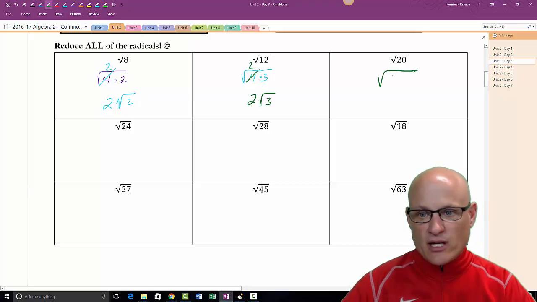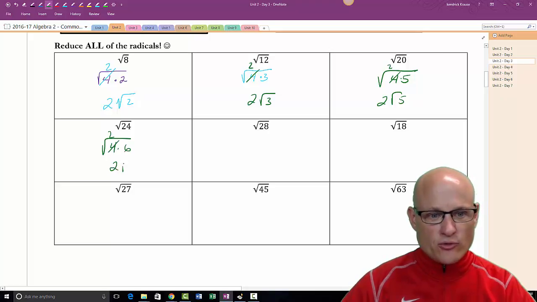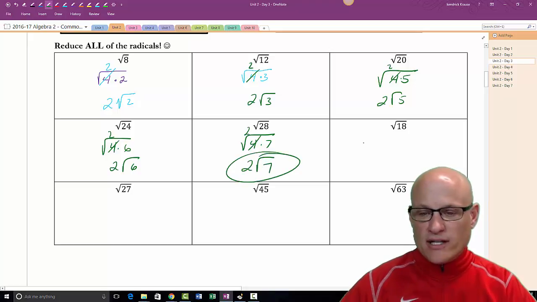And this is 4 times 5. Square root of 4 is 2, so this becomes 2 square roots of 5. This is 4 times 6. Square root of 4 is 2, so this is 2 square roots of 6. You guys getting the picture? All right, one more. 4 times 7, so 2 square roots of 7. And then this one is the square root of 9 times 2.